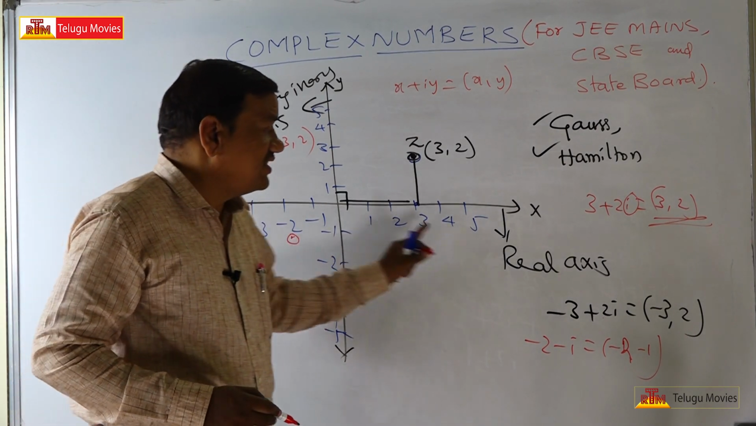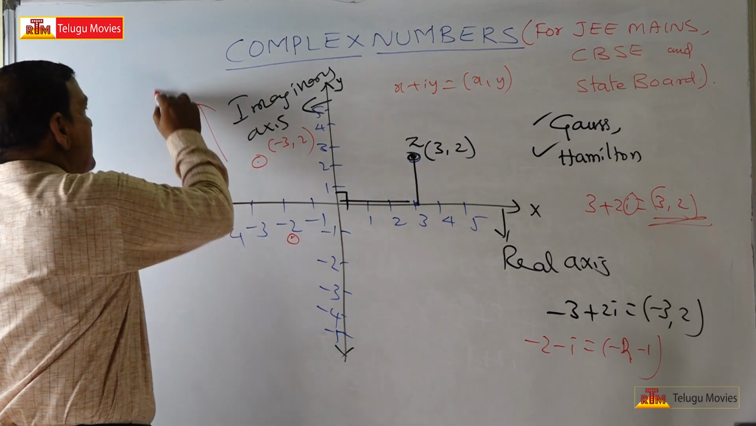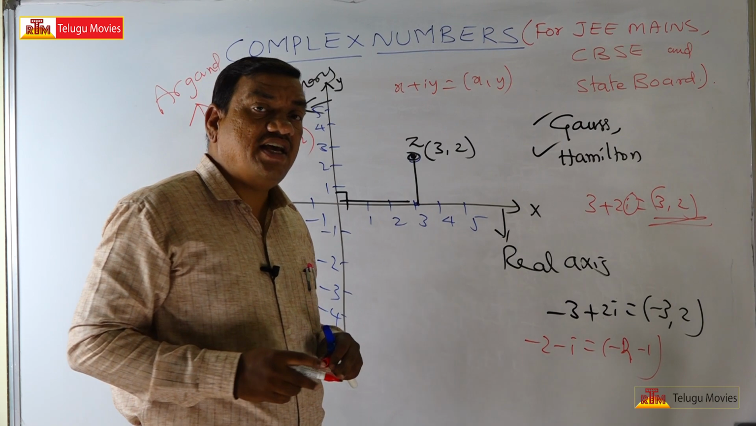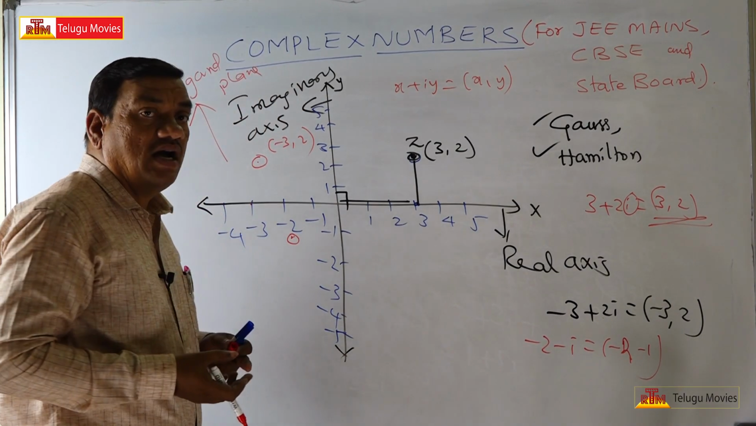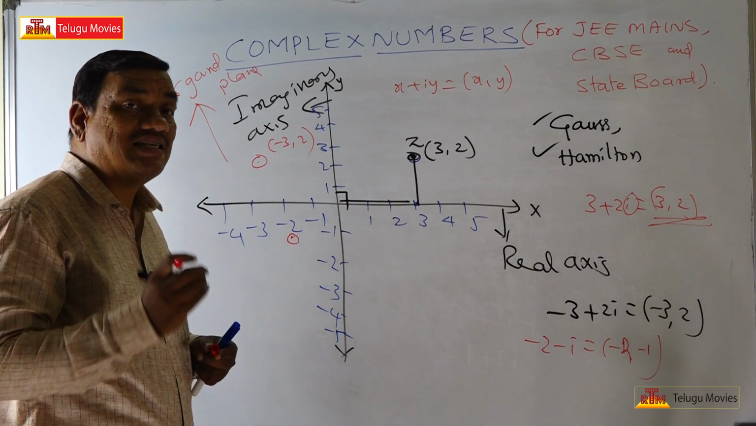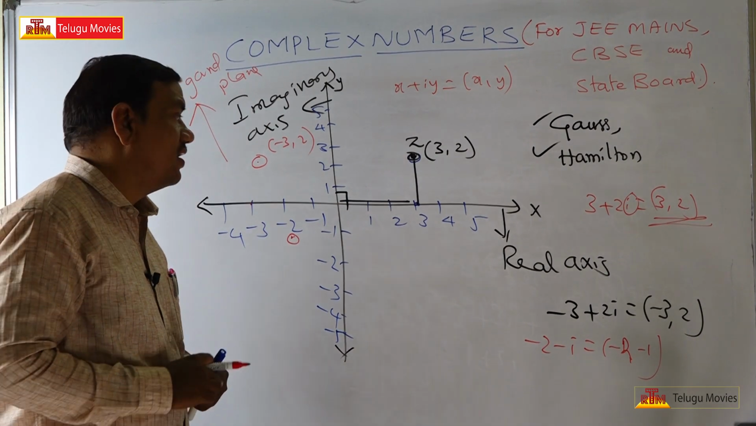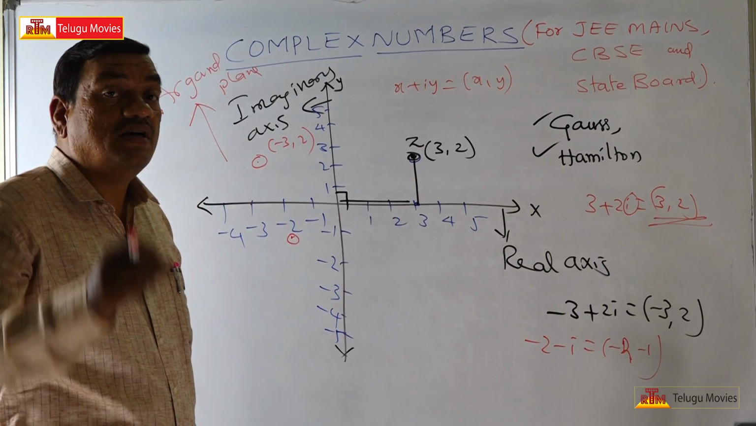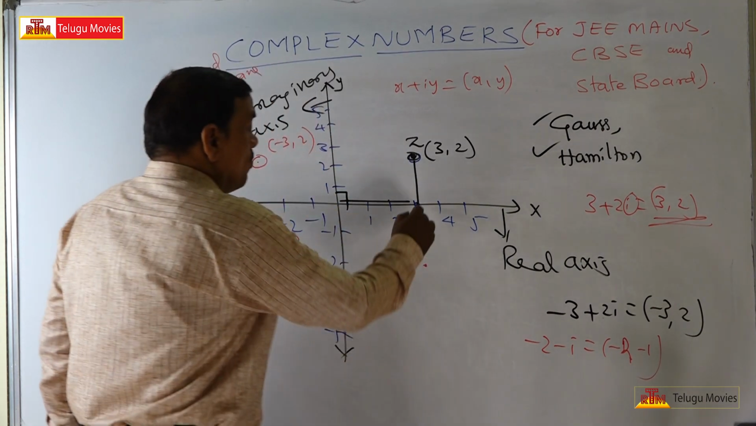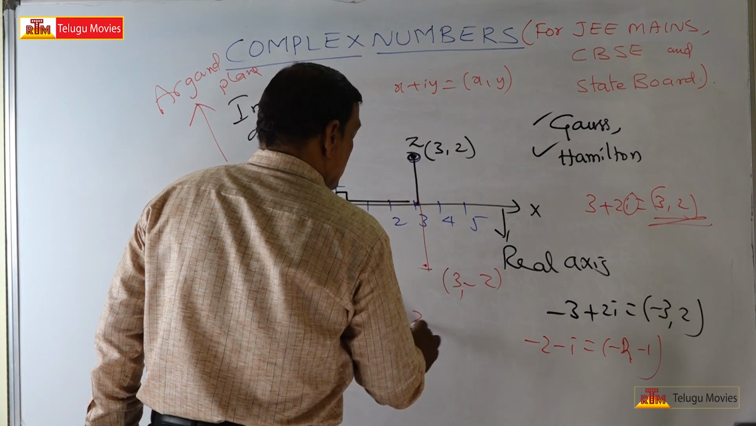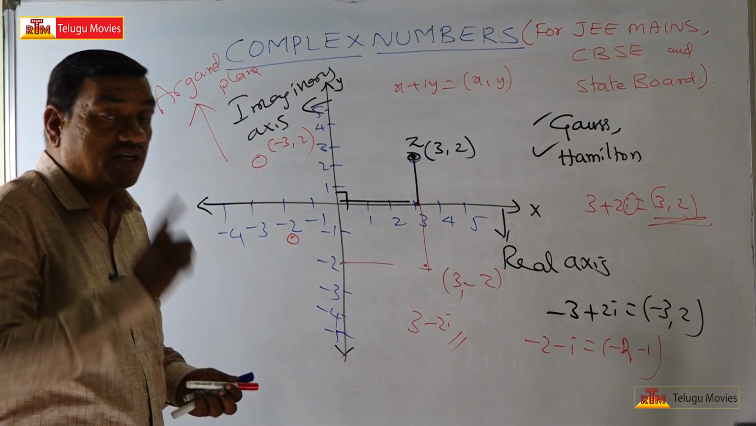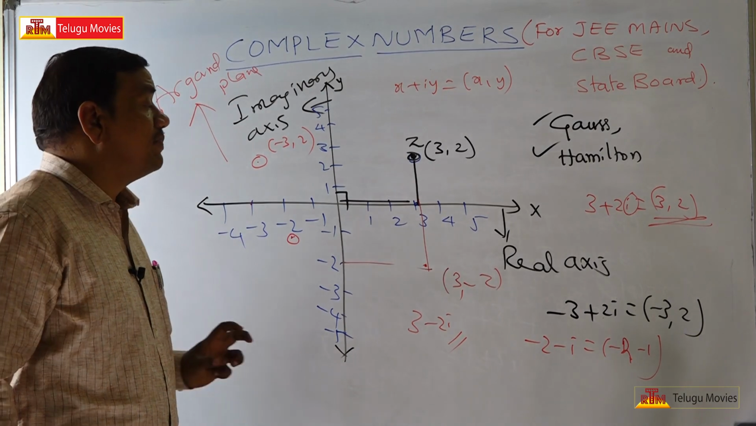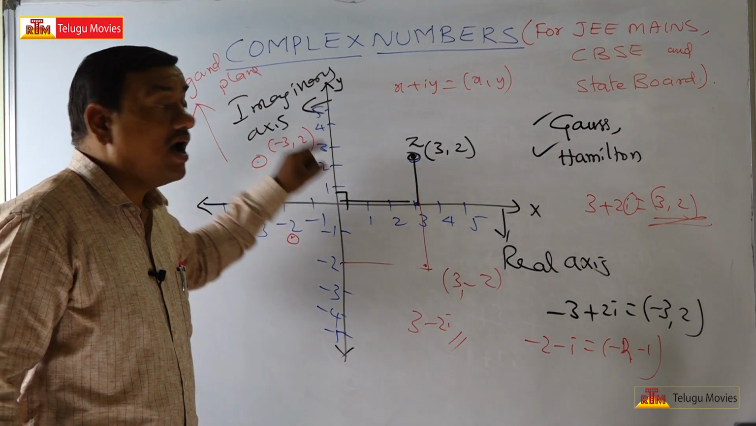After representing this real axis and imaginary axis, we call this plane the Argand plane. Previously, when it is the x axis and y axis, it is called the Cartesian plane. If you represent the points as complex numbers, that plane is called the Argand plane. In this Argand plane every point represents a complex number, and for every complex number there exists one and only one point. For example, if this point is there, what are the coordinates of this point? 3, -2. That means 3 minus 2i. So here also there is a 1-1 correspondence between the complex numbers and the points. We learned how to represent a complex number as a point in the Argand plane.